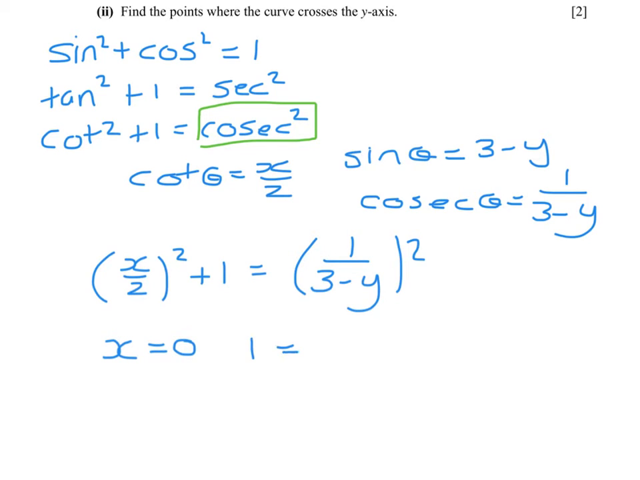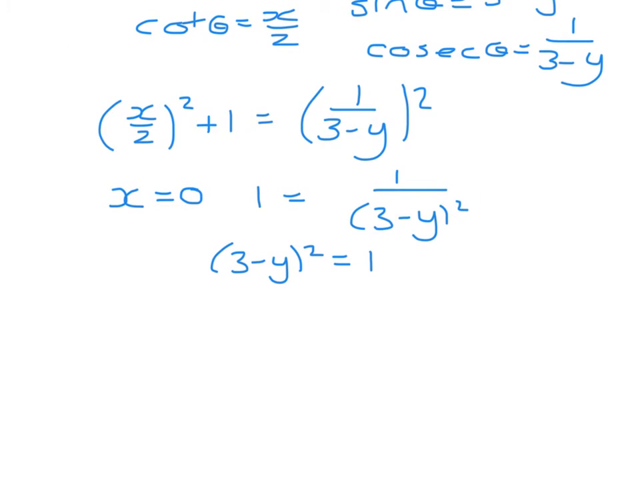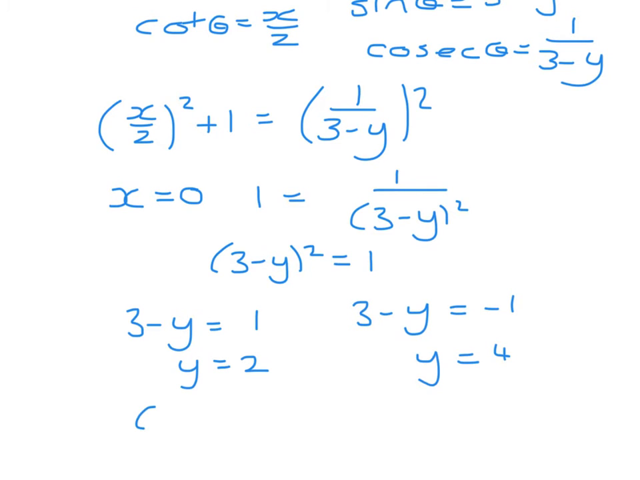So 1 equals 1 over 3 minus y all squared. That means that 3 minus y all squared has to equal 1. And we have two solutions. 3 minus y equals plus 1, so y would equal 2. Or 3 minus y equals minus 1, in which case y would equal 4. So our solutions are (0, 2) and (0, 4).